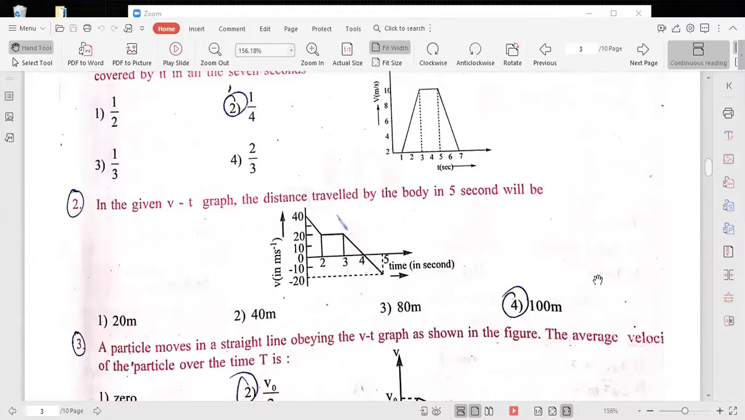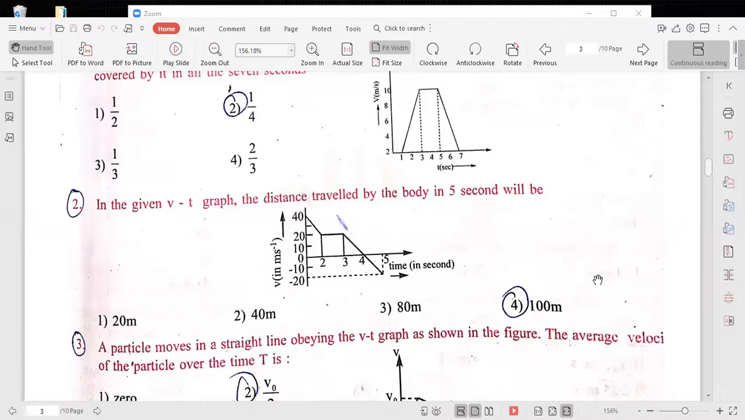You see, second problem. In the velocity time graph, they asked the distance traveled by the body in 5 seconds. Up to 4 seconds the graph is in the positive y direction. From 4 to 5, the graph is in the negative y direction. But here they asked the distance only. That's why you find the area under the graph up to 4 seconds, that is A1 say. Between 4 to 5 seconds you also find the area under the graph, that is A2. As they asked the distance, A1 plus A2 is the total distance traveled.